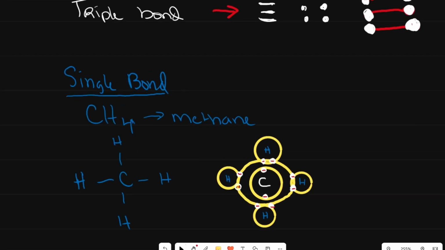When you look at a single bond example, we're looking at methane here, CH4. So you've got one carbon in the middle bound to four hydrogens. You can see this single bond right here, and it's going to have two electrons, one on each side. Same thing with this hydrogen and this carbon here. You're going to have one single bond, with two electrons, one on each side.